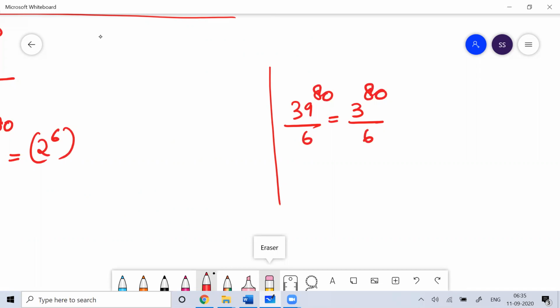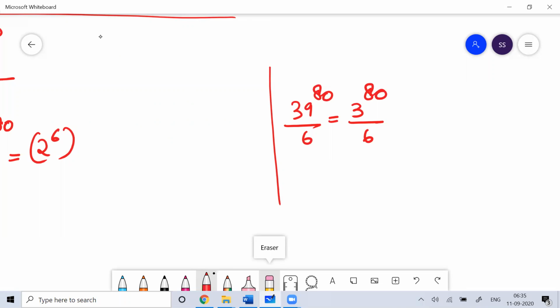So I'll see the powers of 3. 3 to the power 1 is 3. 3 to the power 2 is 9, that gives a remainder 3. 3 to the power 3 is 27. So 3 to the power anything I take, if I divide by 6, I'll get a remainder of 3 only.